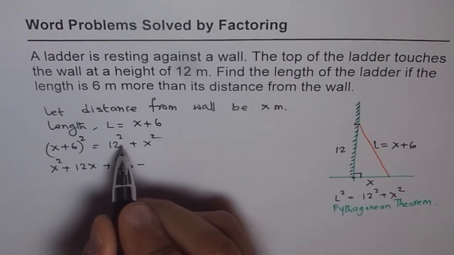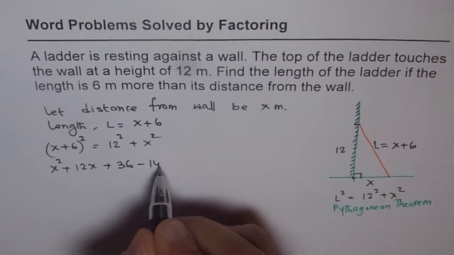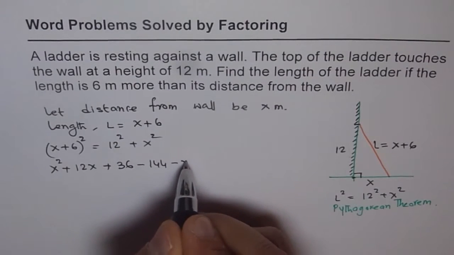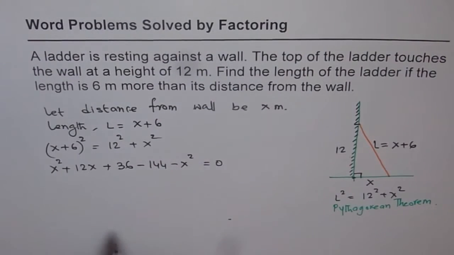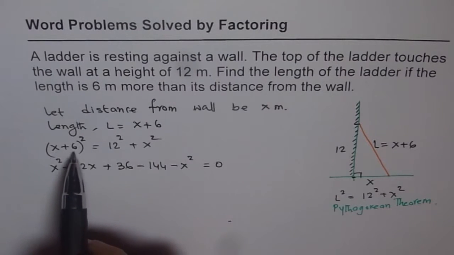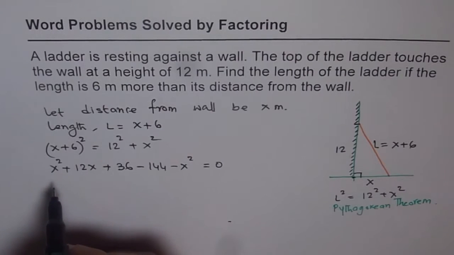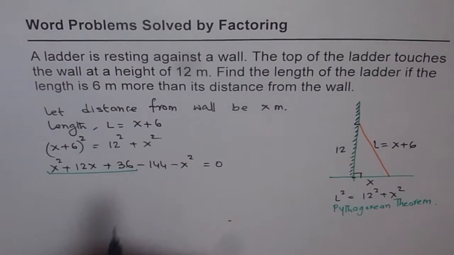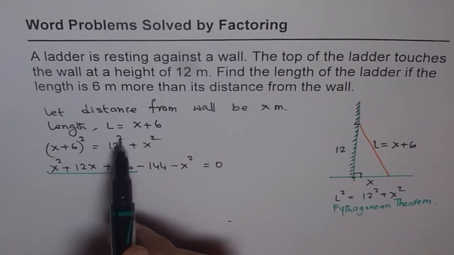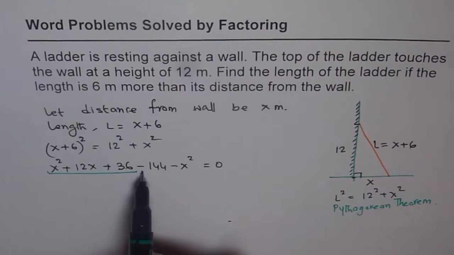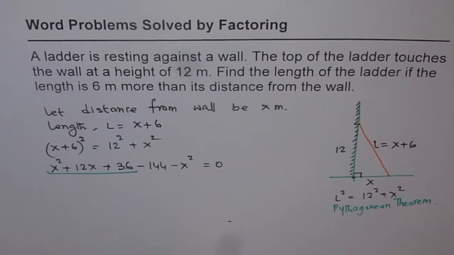That is, 12 square is 144. So we'll write 144 minus x square, and we get equals 0. So we brought all the terms to the left side and we expanded x plus 6 whole square, right? So from this expansion of x plus 6 whole square, we got these three terms, right? And 12 square is 144. We subtracted 144 on both sides, and we subtracted x square and got this equation, right?